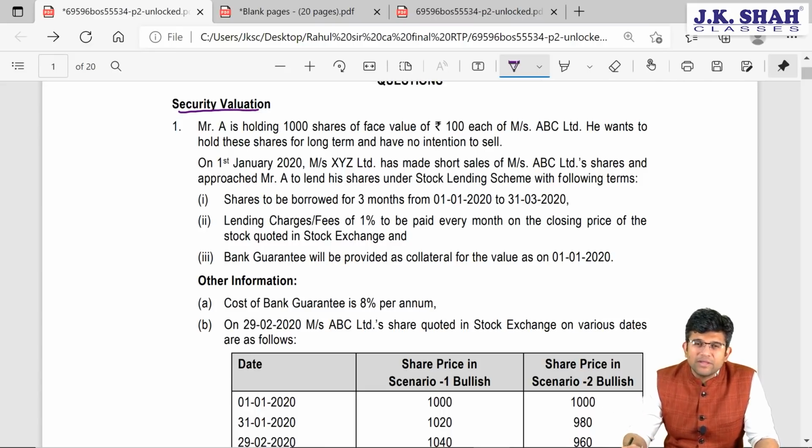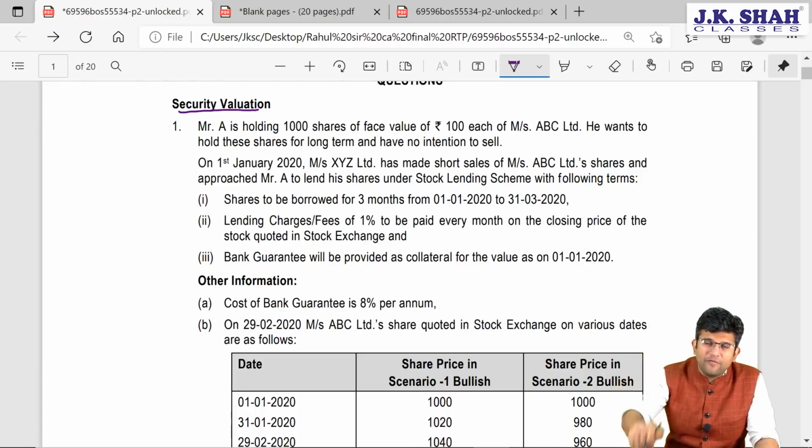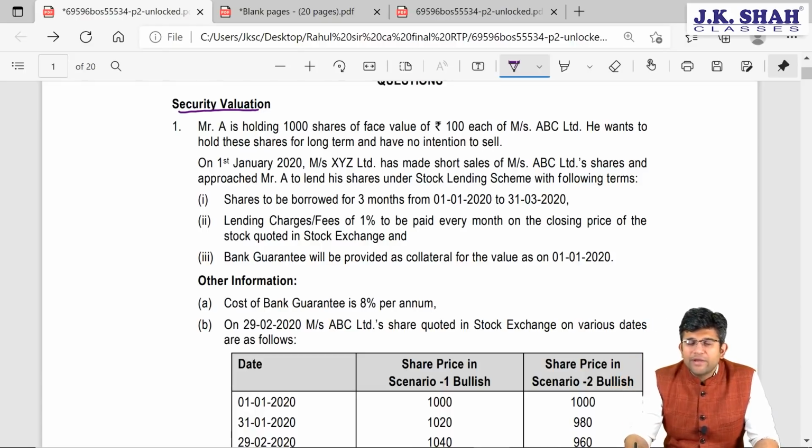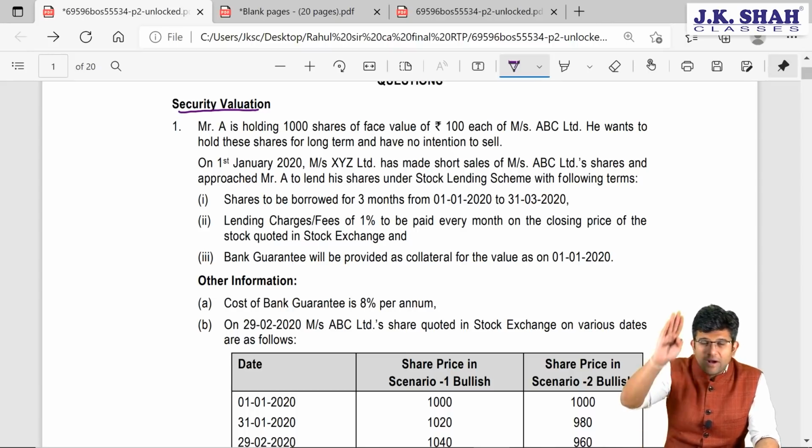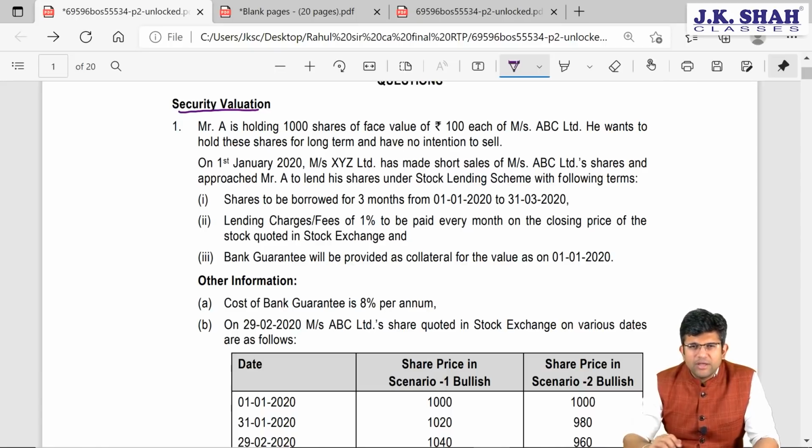Now in these 3 months or 4 months, if the share prices have fallen, then this person who had short sold the shares will have a profit. If the shares would have gone up, then he will be suffering a loss. On that concept, children, I'm not going into the details now. We'll be discussing this question which is based on that particular concept.